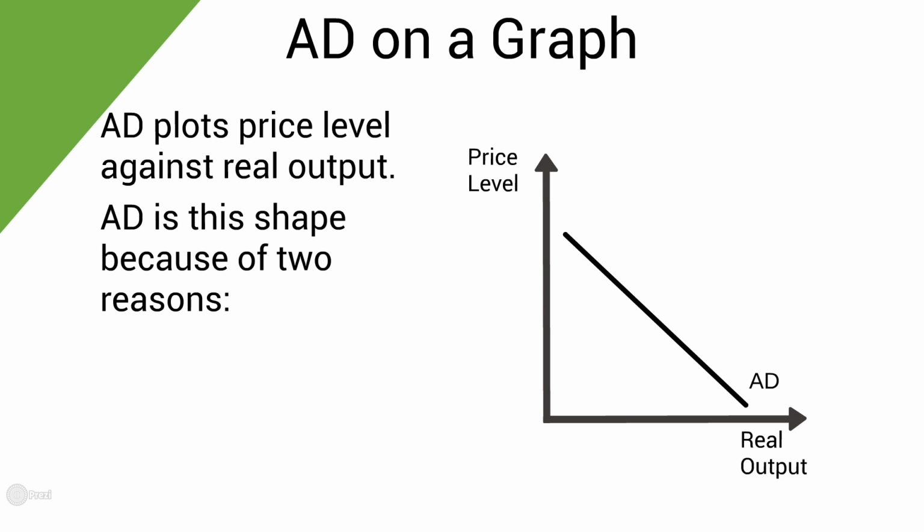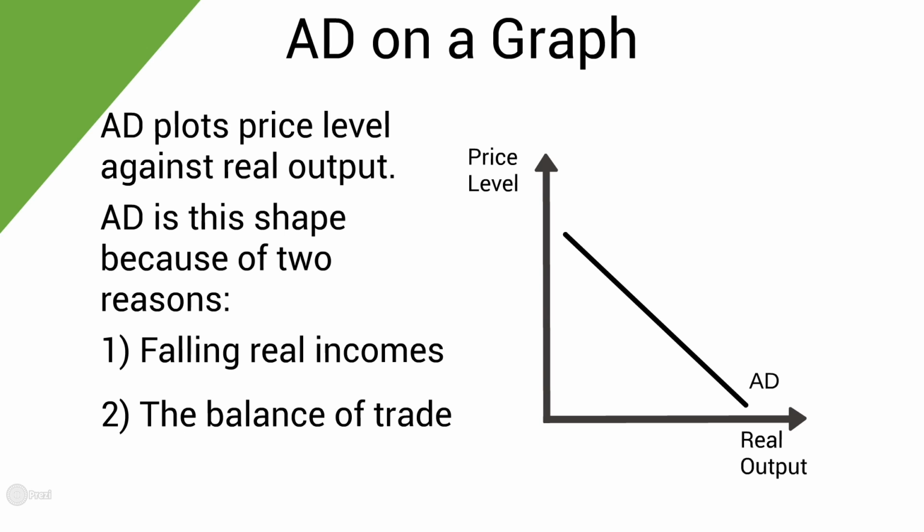But why does aggregate demand look like this? There are two reasons for this. The first reason is falling real incomes. As prices rise in an economy, it means that the real income of consumers falls. This is because the same amount of income at a higher price level can purchase fewer goods than if the price level in the economy was lower. This is why aggregate demand is downward sloping. When the price level is high, fewer goods can be purchased than if the price level was lower.